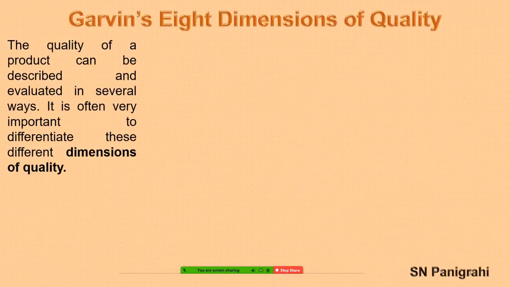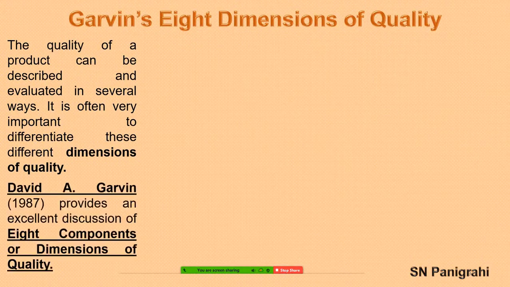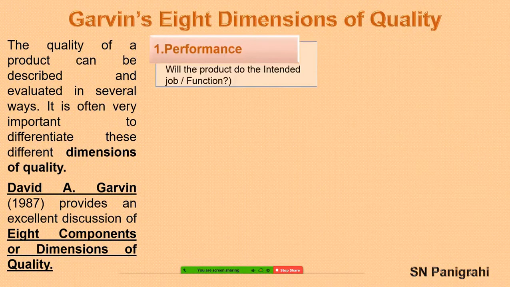Now let us move on. Garvin has given a concept called the 8 dimensions of quality. What are those 8 dimensions? We'll discuss. Garvin talks about quality as having 8 dimensions. One is performance. Performance is related to functionality, whether the product is meeting the functional requirement or not. So that is performance.